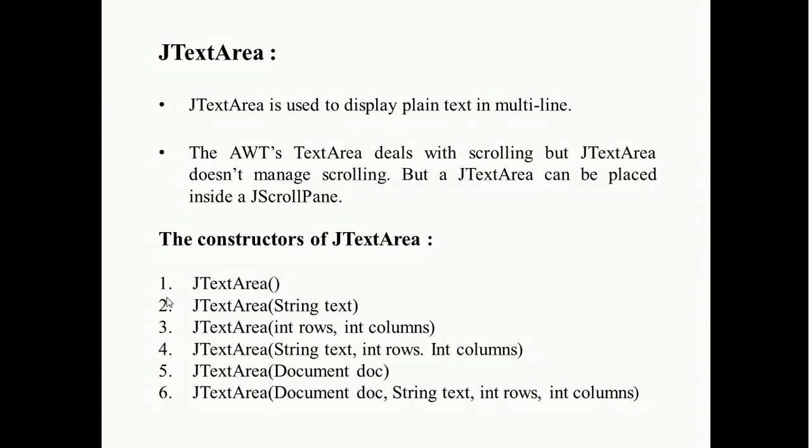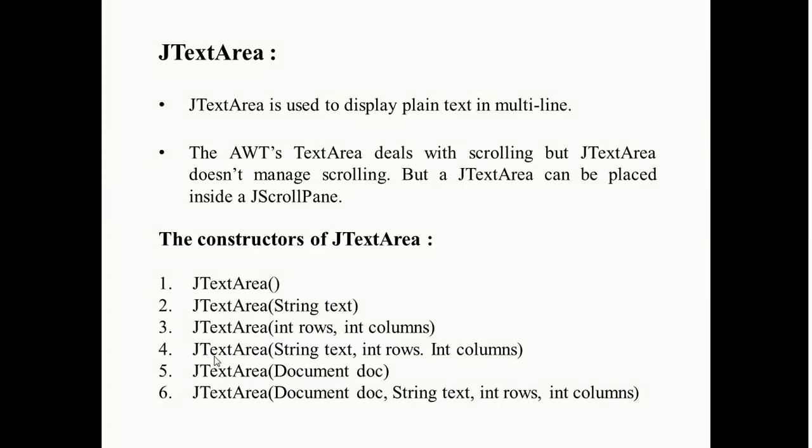These 6 are the constructors of the JTextArea. First constructor simply creates an empty text area. Second constructor creates a text area with initialized or specified text. Third constructor creates an empty text area with specified number of rows and number of columns. Means third constructor creates an empty text area with specified number of rows and number of columns.